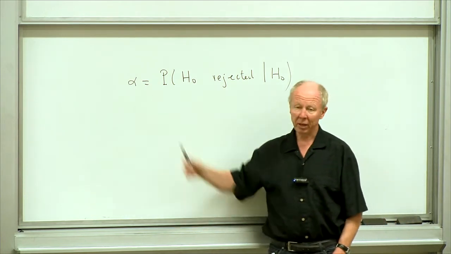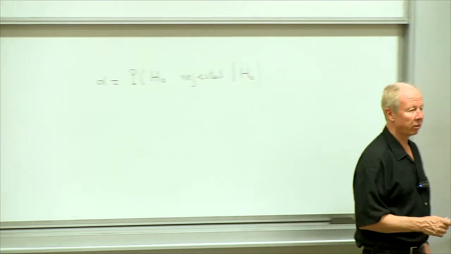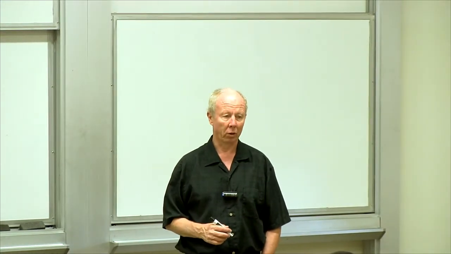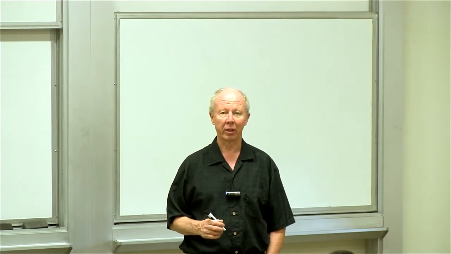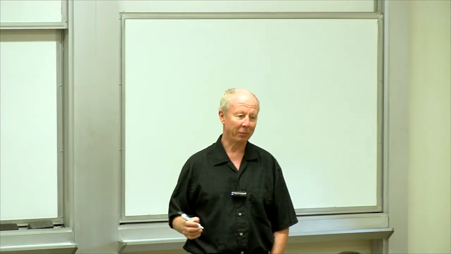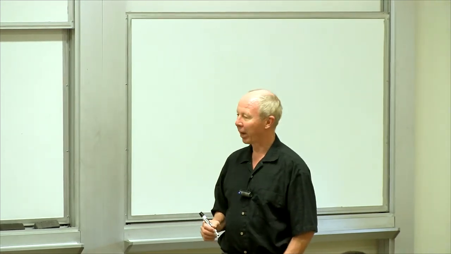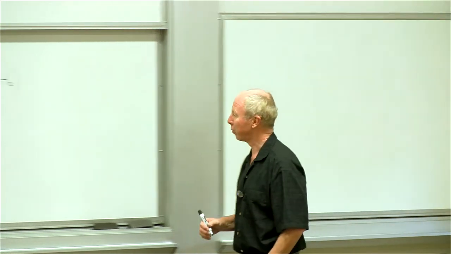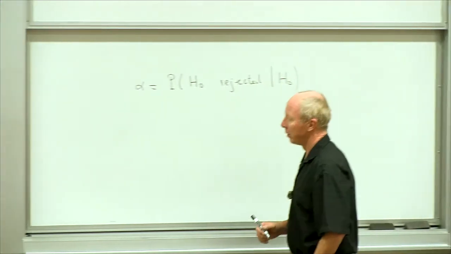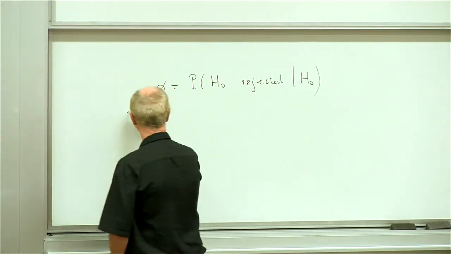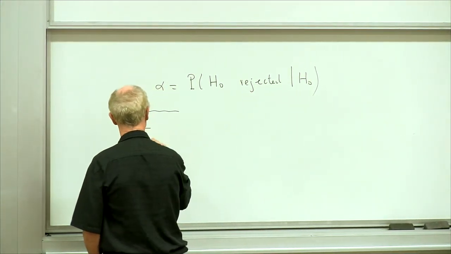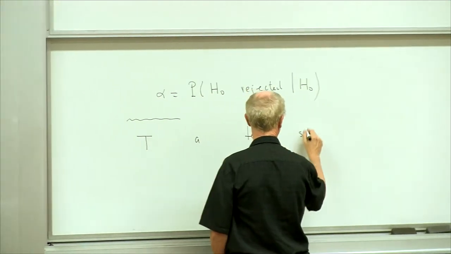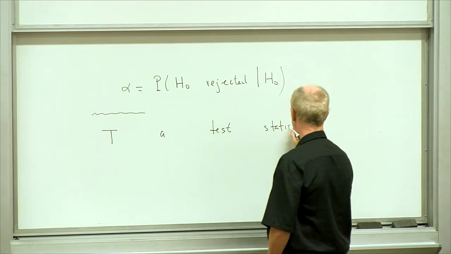If alpha is really big, do you tend to reject the null hypothesis more or less? More. If alpha is 1, how often would you reject the null hypothesis? All the time, right? If alpha is a half, you would reject it half the time. If alpha is a fourth, you reject it a fourth of the time. So you get your data. So maybe T is some test statistic based on the data.